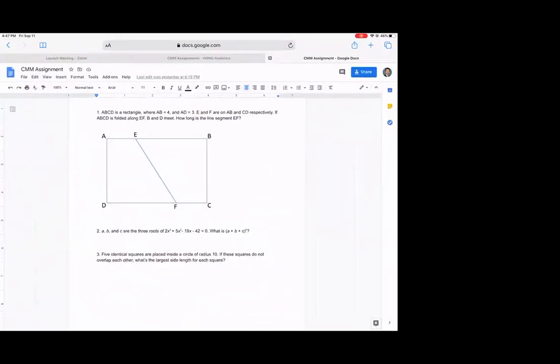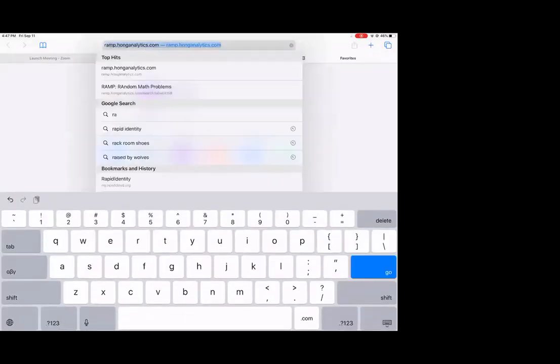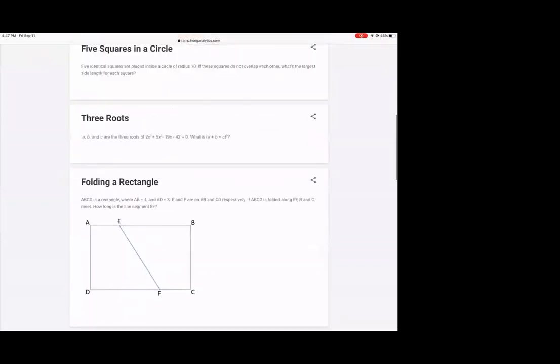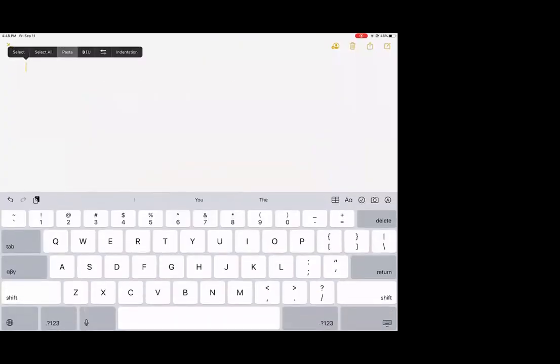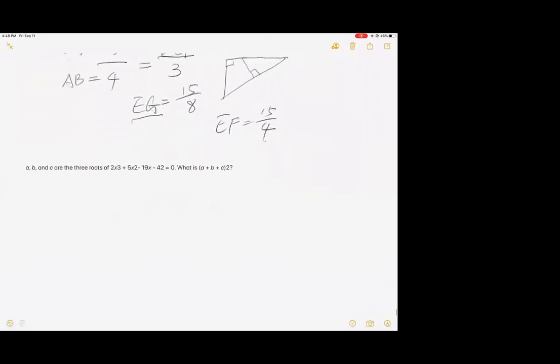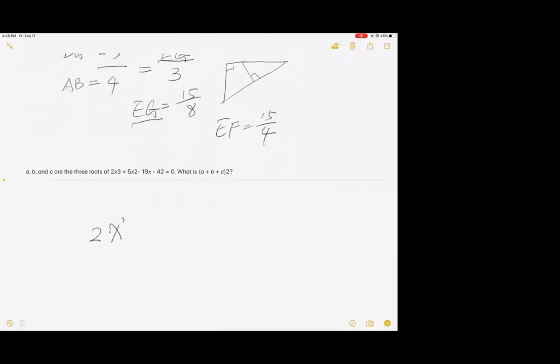Next problem. The next problem is actually a little more difficult, but once you know how to solve it, it's easy. I want to copy that equation, but it couldn't copy, so let me write it down. 2x cubed plus 5x squared minus 19x minus 42 is 0. Any one of you want to try this?